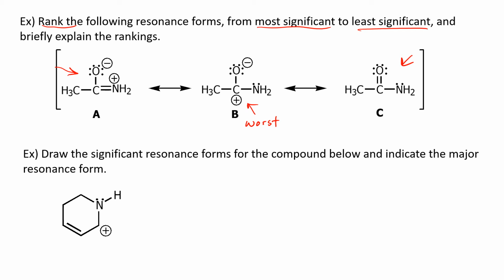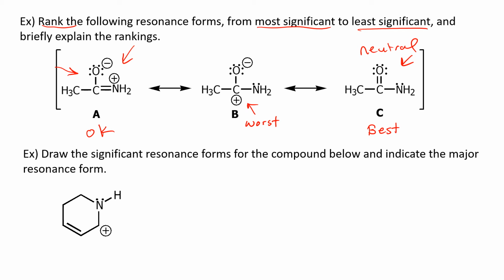And for our next set of structures, we can apply rule 2, which states that charges cost energy. So we have charges on this resonance structure, while this one is neutral. So this one here, C, would be the best, or the major contributor to the resonance hybrid. And this one would be okay. That one's in the middle.